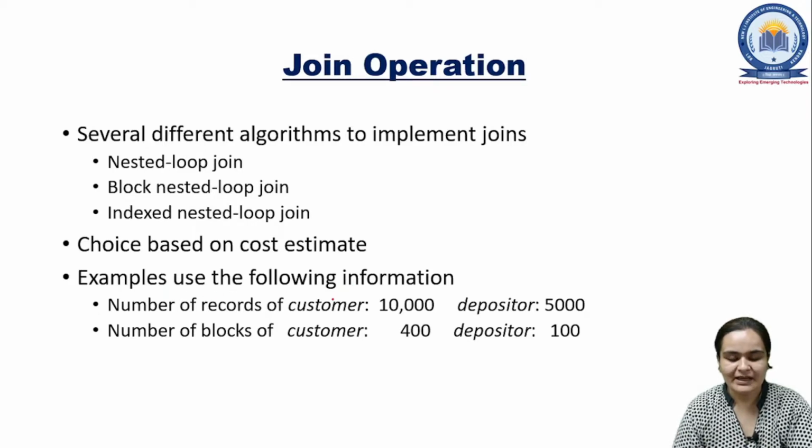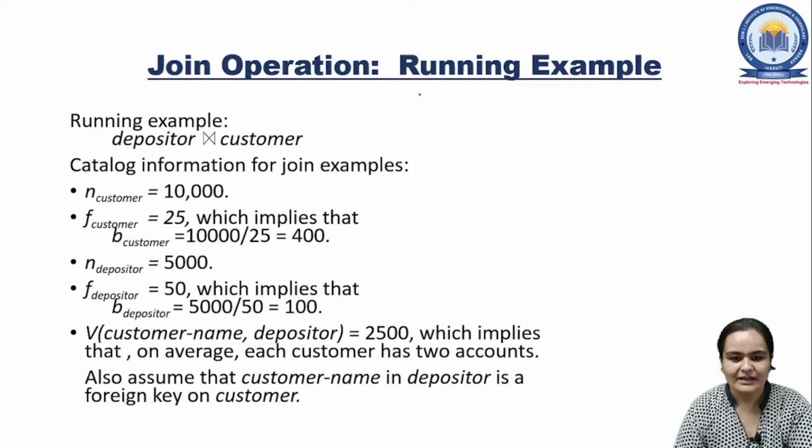We are using one example in which the number of records of relation customer and relation depositor are 10,000 and 5,000 respectively, and the number of blocks of customer is 400 and depositor is 100. So let's take an example. This is the running example where we have two relations, depositor and customer. We have joined them together.